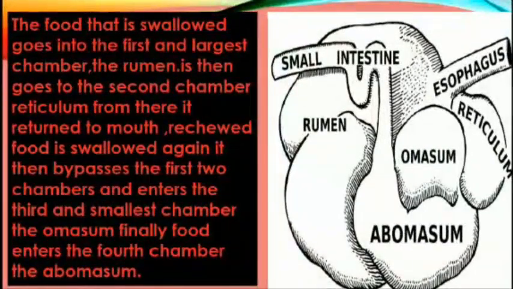These are the four chambers in ruminants. First, the rumen, reticulum, omasum and abomasum. So I hope, children, you understood today's topic.